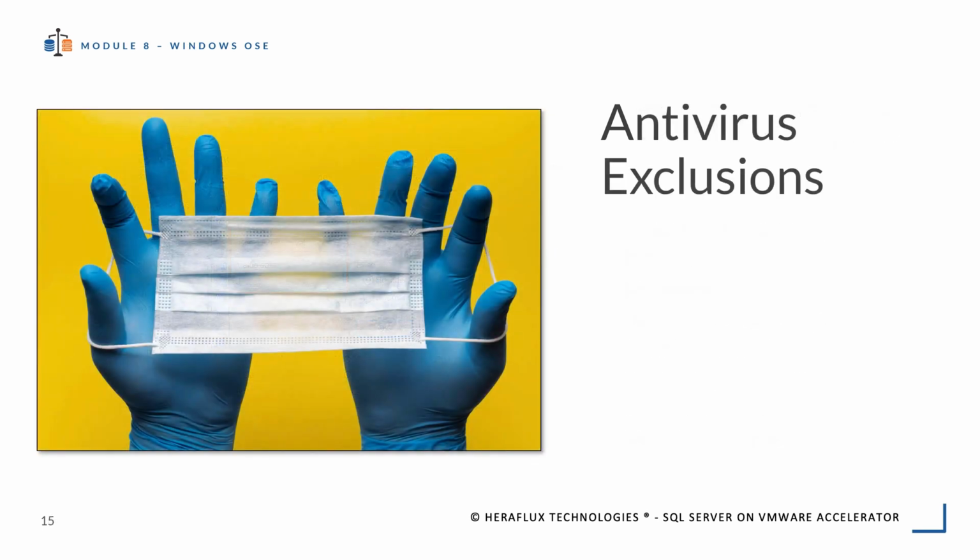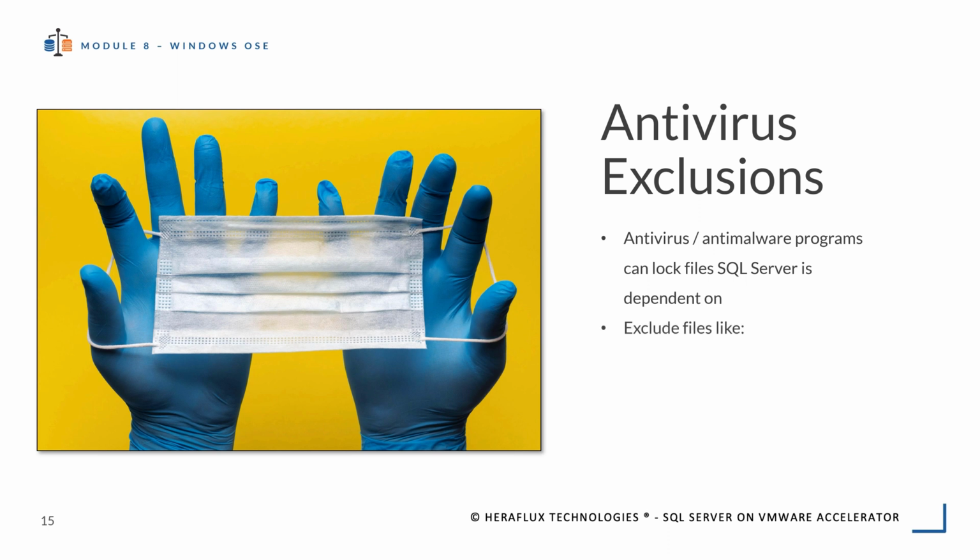Another component that we've been doing for decades for both physical and virtual machines has been to set antivirus exclusions for our SQL Server objects. This does not change when it's inside a VM. Antivirus and anti-malware programs and their active scanners can lock SQL Server files and cause slowdowns in the database performance or even stop it from working if the lock is held for too long.